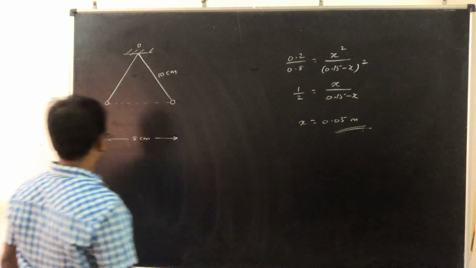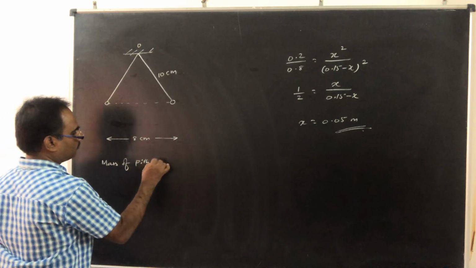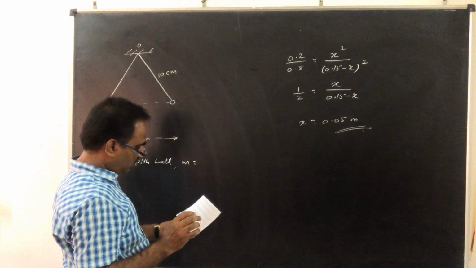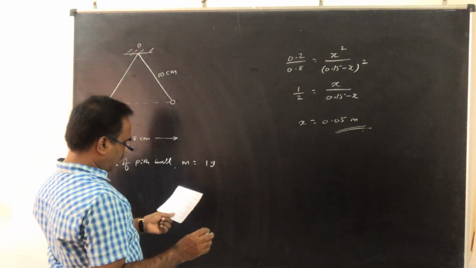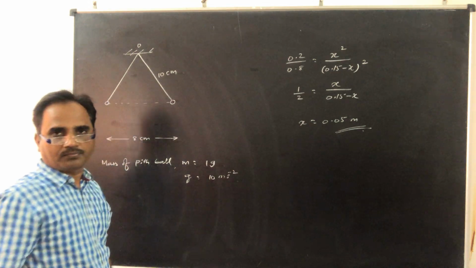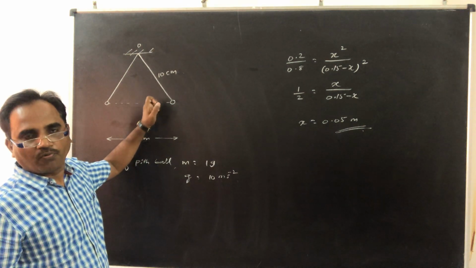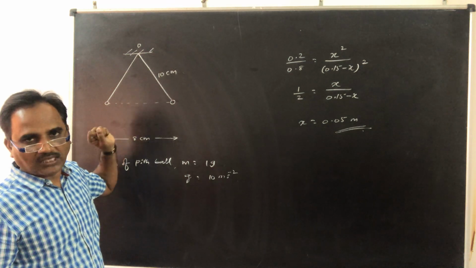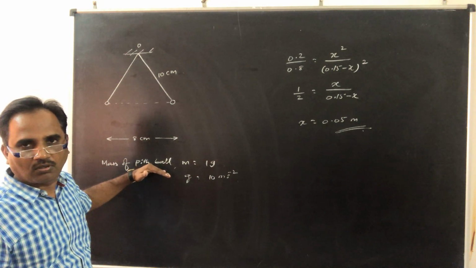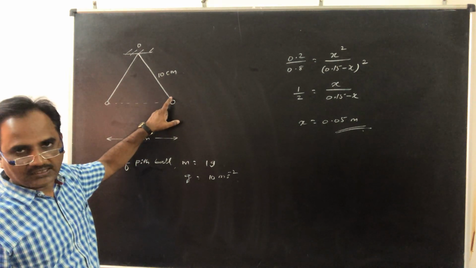So the mass of the pith ball is given as 1 gram, and the acceleration due to gravity is 10 meter per second square. See, pith balls are light spheres which can hold some charge, so they are called pith balls. Light spheres, generally they are made of plastic or polystyrene. So they are lightly charged.